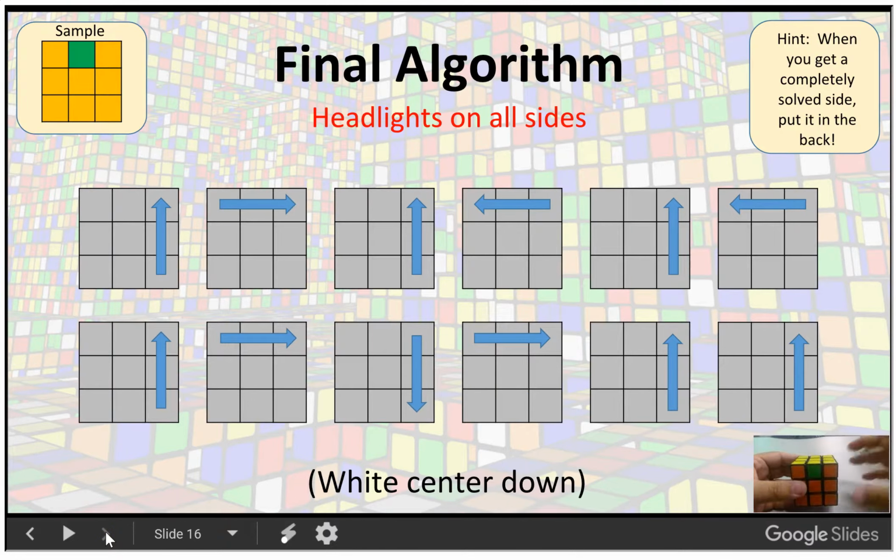Final algorithm is if I have a completely solved side, I put it in the back. If I don't, it doesn't matter what side I start on. And I'm just going to go through my algorithm. And so now I look and see headlights, headlights. Oh, I do have a solved side. So I put my solved side in the back. I'm going to do my algorithm again.